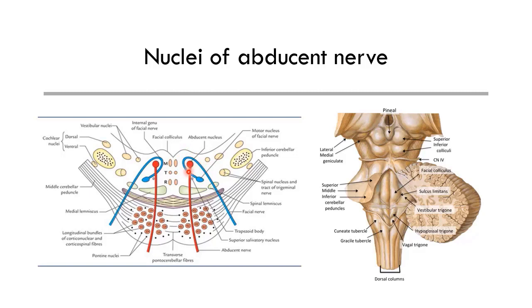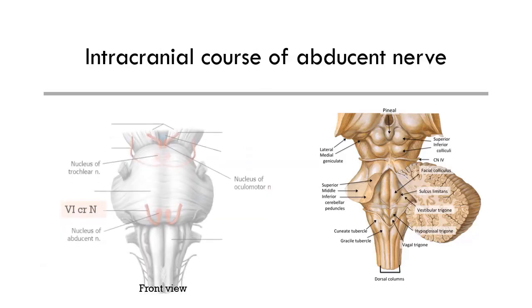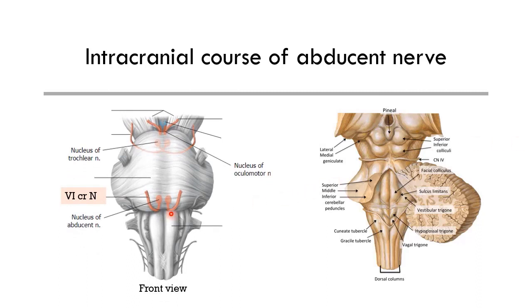Abducent nerve fibers pass forward and downwards through the medial lemniscus and through the trapezoid body, and finally they arise on the surface of the brainstem at the lower border of the pons and upper part of the pyramid of medulla. Here they arise on either side. Once it comes out, it sharply turns upward and starts ascending.